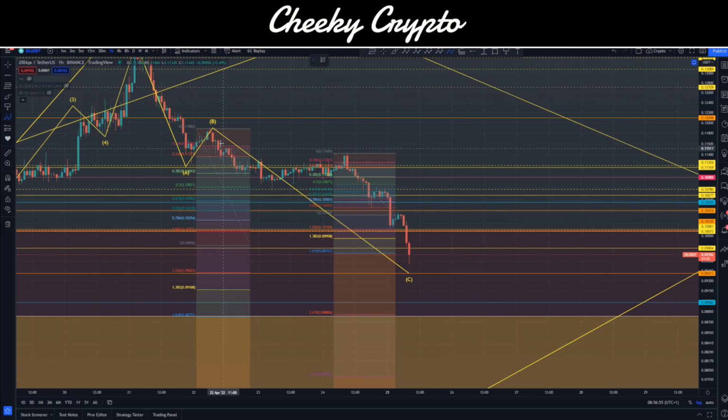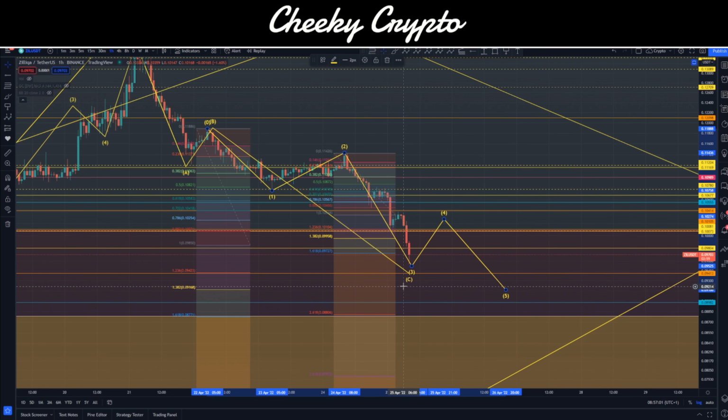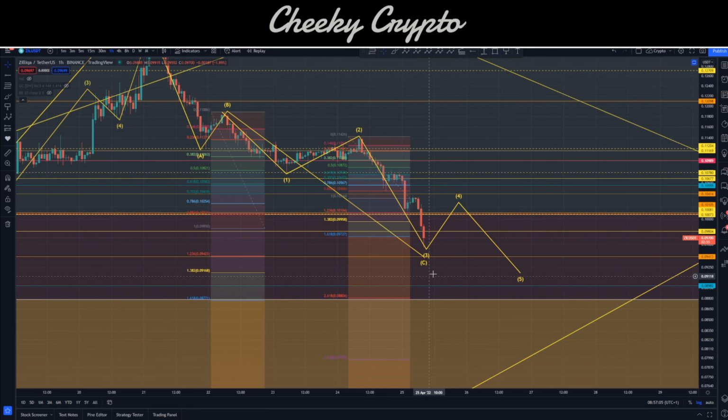Let me just mark this up. So we've got basically 1, 2, currently 3. We bounce up for 4, we move down for 5. Okay, so it's hard to know exactly where that's going to go just yet, but there are some interestingly low levels that we could be looking for here in that structure.